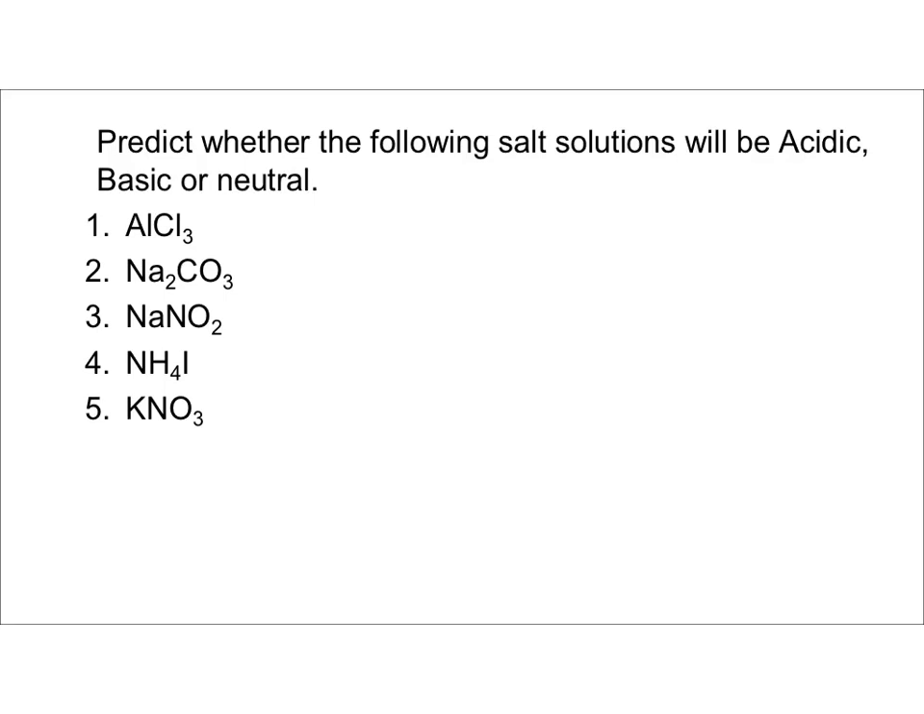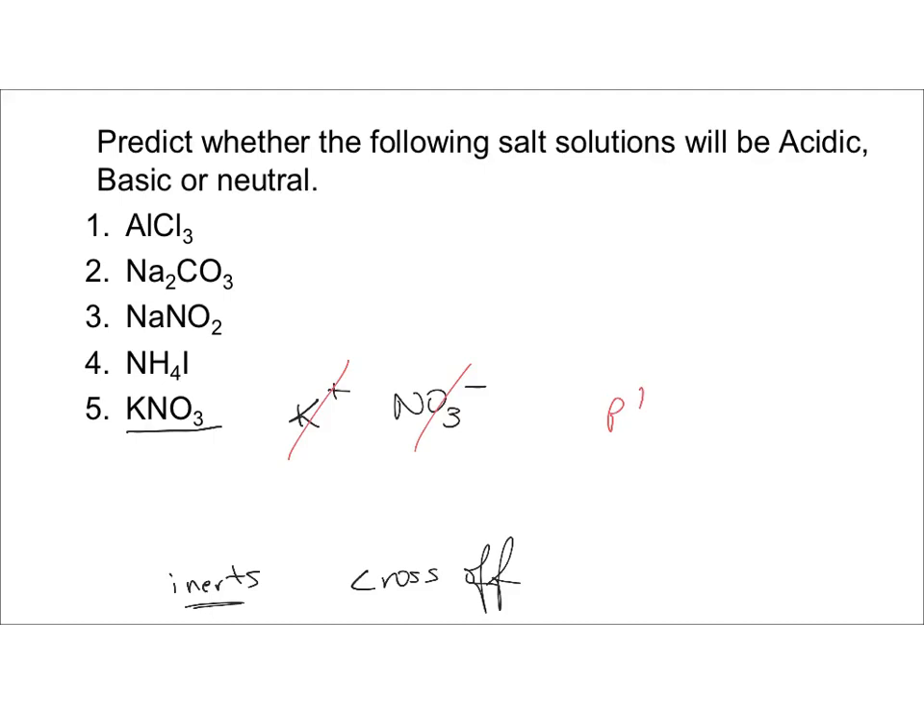So we're going to start from the bottom and go up. First thing we're going to do is break them into pieces. K plus and NO3 minus. And then we're going to consistently look for inerts. Okay? If they are inert, we're simply going to cross them off because they're not going to affect our pH. So we're going to look at KNO3. We're going to realize that K plus is inert, NO3 minus is inert, so our pH is 7, and this one is neutral.